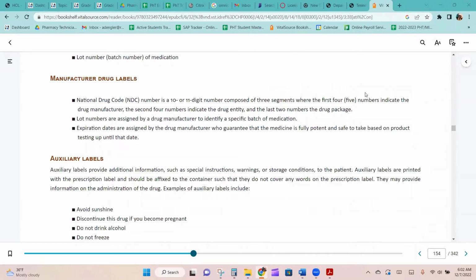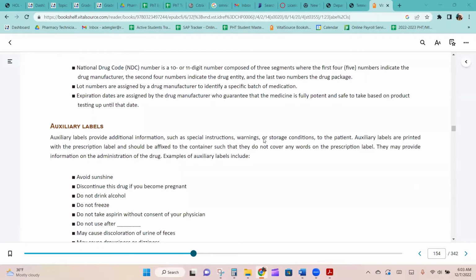Manufacturer drug labels: the National Drug Code number is a 10 or 11 digit number composed of 3 segments, where the first 4 or 5 numbers indicate the drug manufacturer, the second 4 numbers indicate the drug entity, and the last 2 numbers are the drug package size.